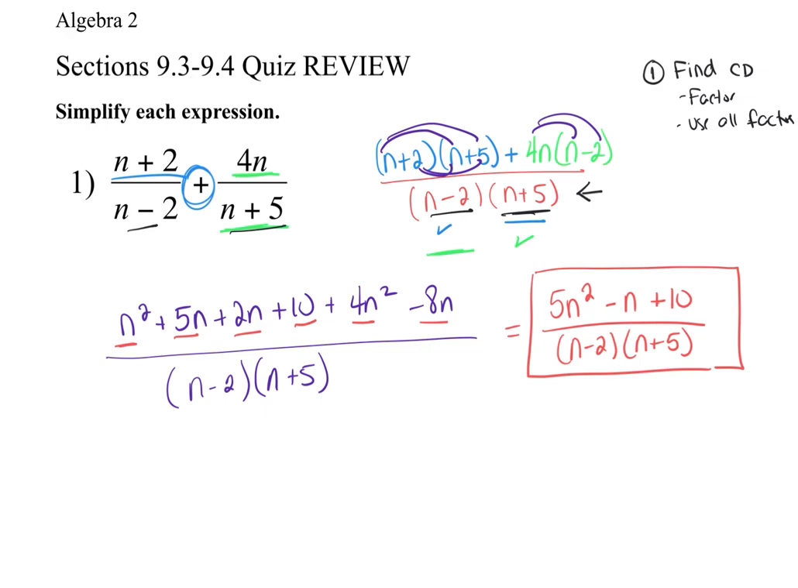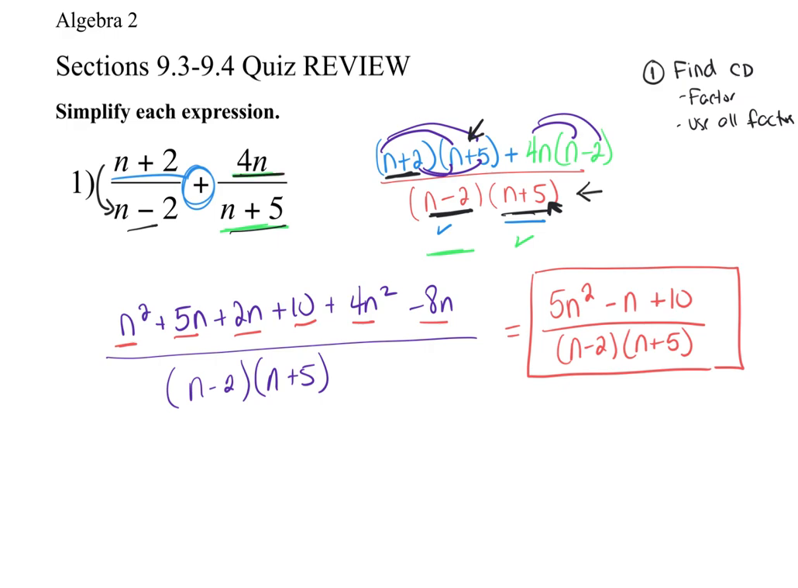Then I'm going to go back to my numerators. My first numerator was the n plus 2. So I looked to see what did he originally have. He only had the n minus 2, which means he was missing the n plus 5 from my denominator. He didn't have that originally. So I need to multiply him by what he's missing from the common denominator that I have found.